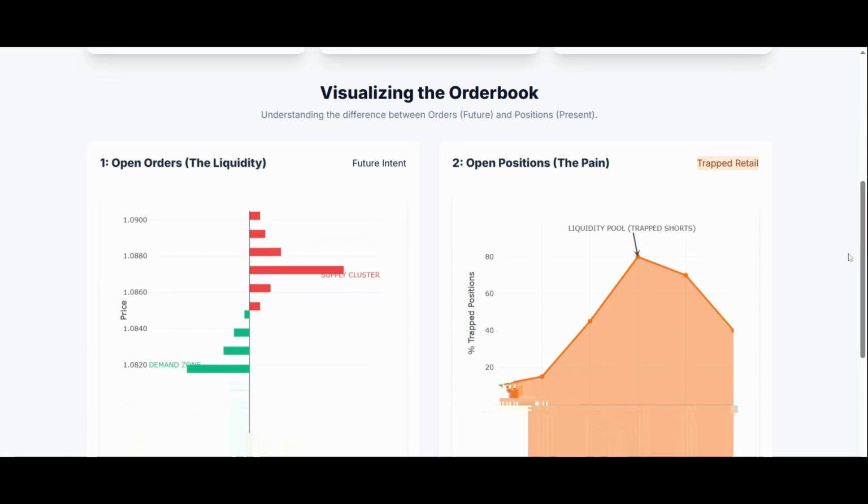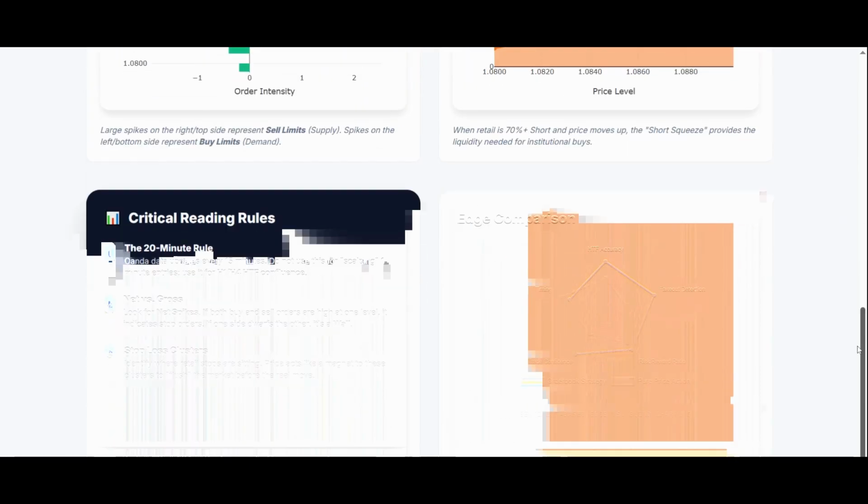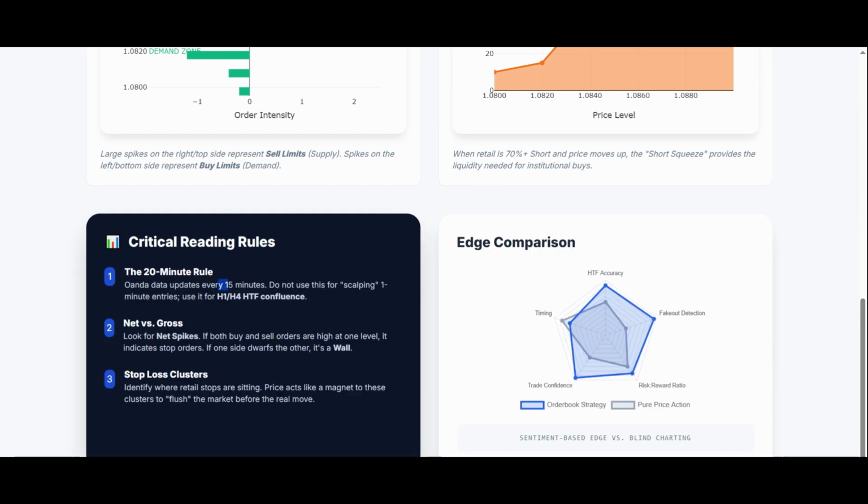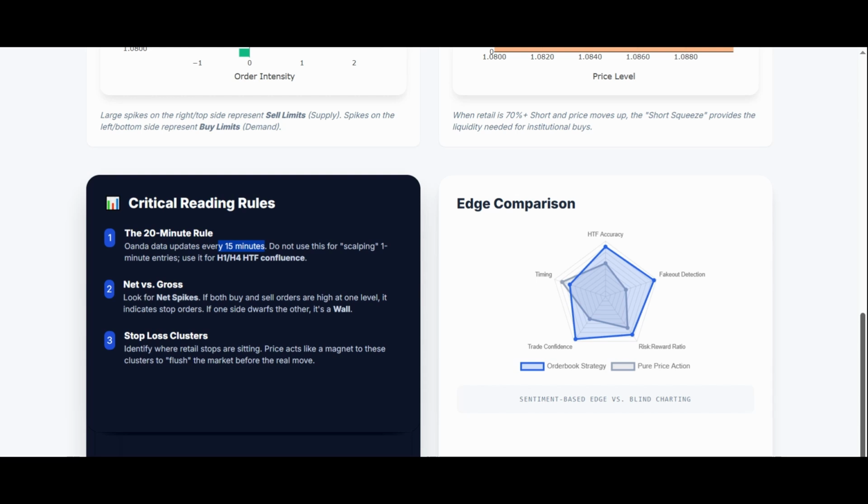In today's video, I'm showing you how to use Oanda's Open Orders tool to validate your supply and demand zones with actual market positioning data. You'll see exactly where retail traders are stacking orders, how to read that information correctly, and how to use it to confirm whether any orders actually exist at your zones before you ever risk $1.